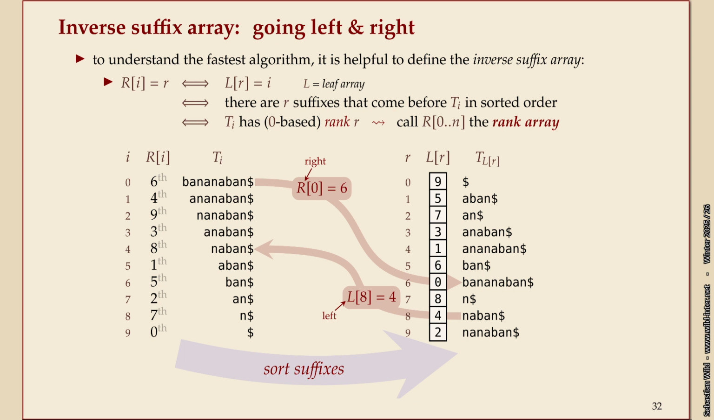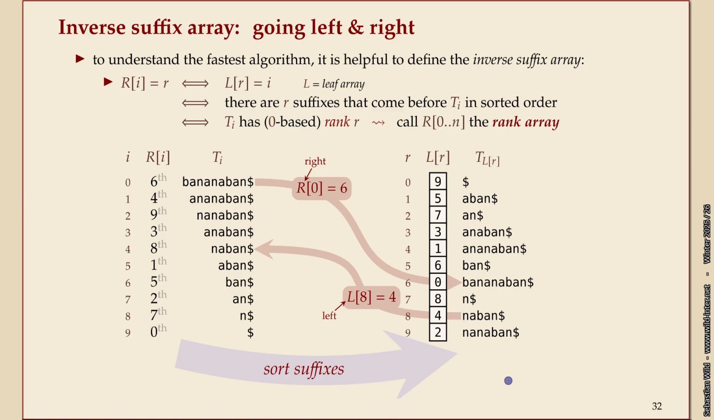To start, we need one extra notation or one extra object that we haven't used yet, which is the inverse suffix array. Remember, the suffix array I denoted by L for leaf because it's the leaves of the suffix tree in left to right order if you order the edges at every node in alphabetic order. And then the opposite of the leaf array is the rank array. But you can also remember it by going left and going right. That's what this picture is supposed to help you just remember the syntax.